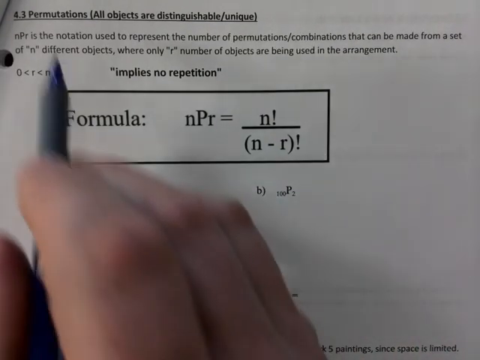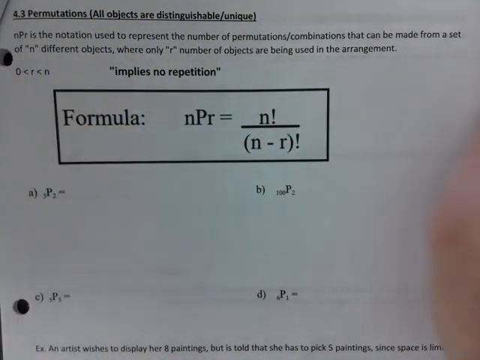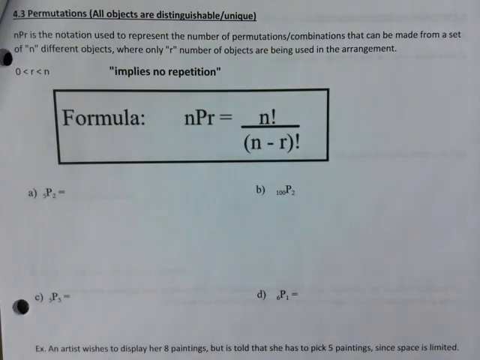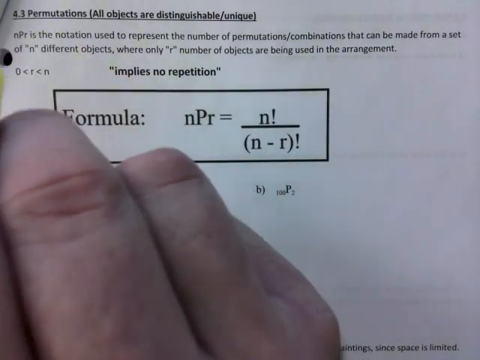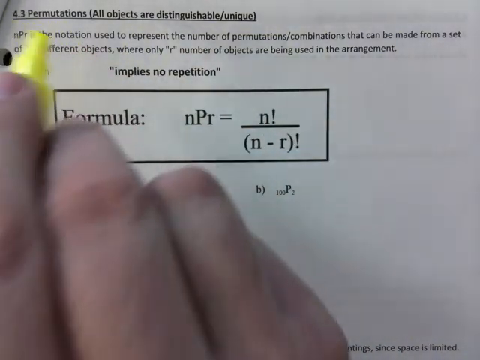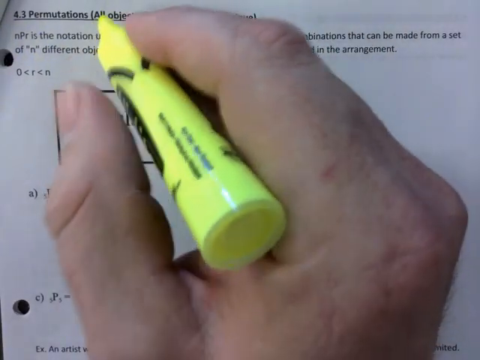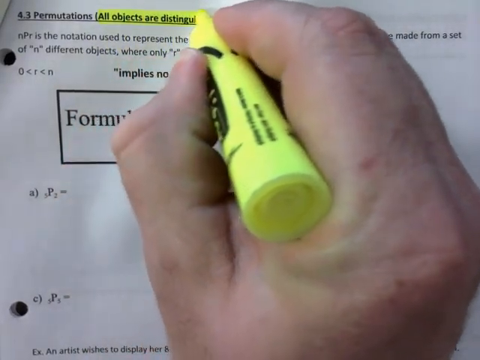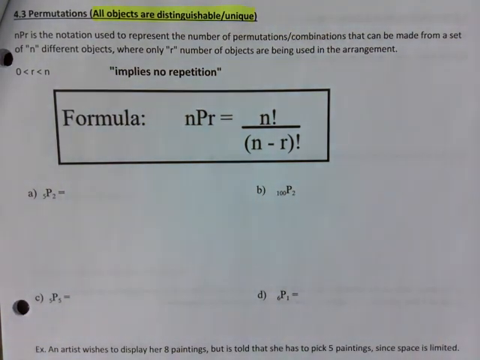Come back next year. Permutations: what I'm going to cover first, or what I need you to understand for you to be able to use permutations. The first part we're going to focus on is where all objects are distinguishable, they're unique. Okay.